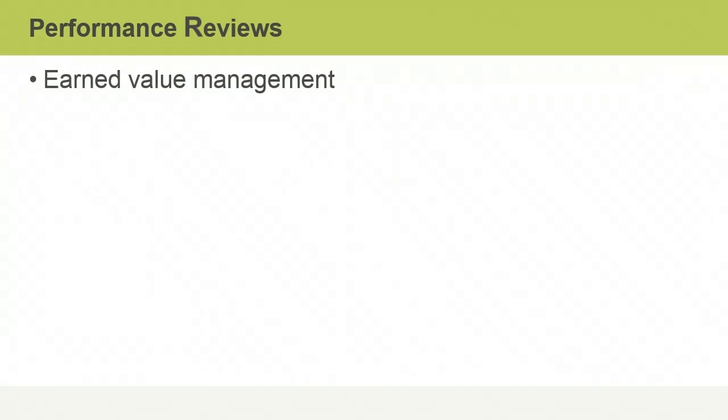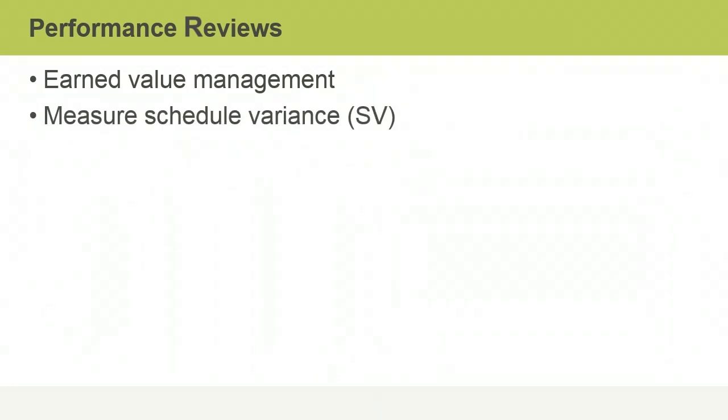There are several tools and techniques for the control schedule process. In this topic, we're going to talk about the main one for monitoring how your schedule is doing, performance reviews. And of all the techniques you can use for performance reviews, we're going to focus on just one, earned value management. Earned value management allows you to determine if there is any schedule variance, and if so, how much.